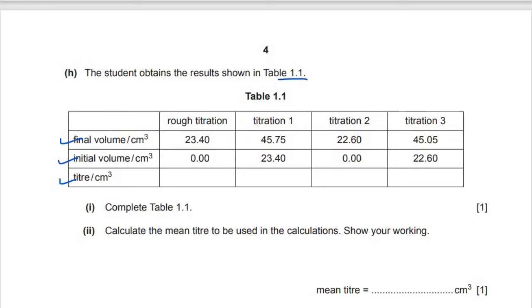All right, the first one is rough titration, titration 1, titration 2 and titration 3, which are given, and the sub question is to complete table 1.1. So the first difference here is obviously 23.40. The next difference here is 22.35. Here the difference is 22.60 and the last one is 22.45. Let's go ahead with the next sub question.